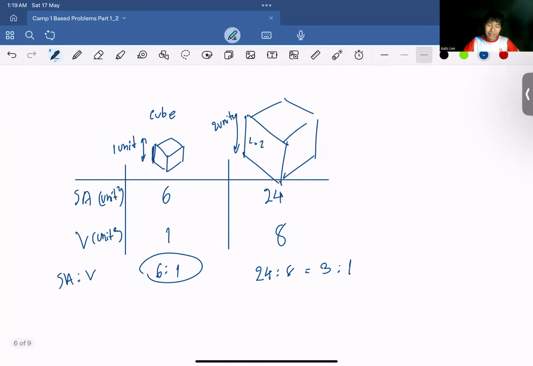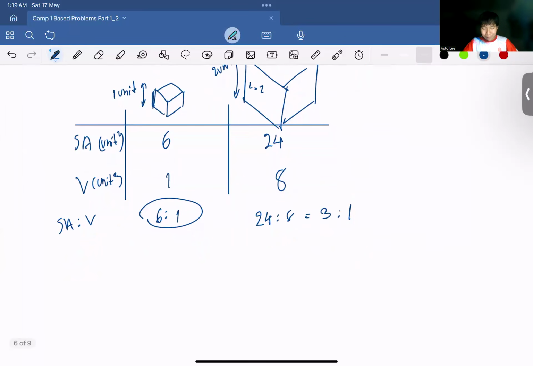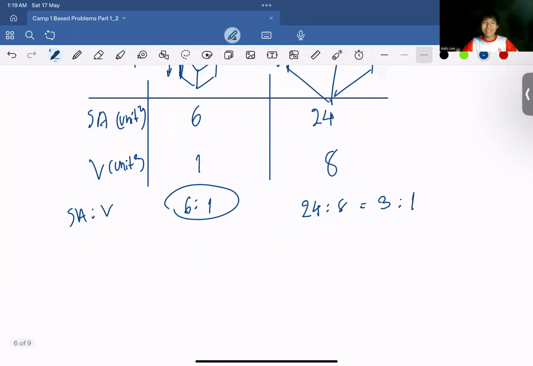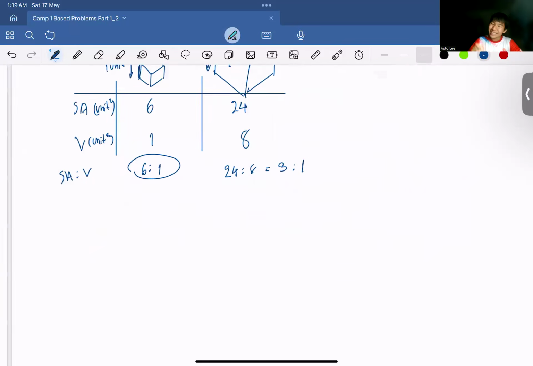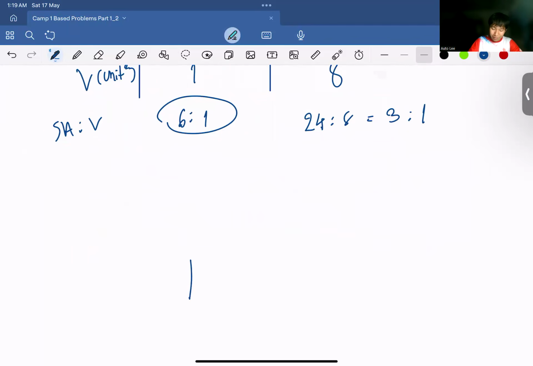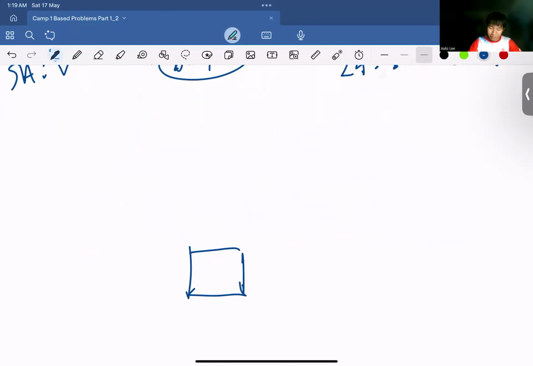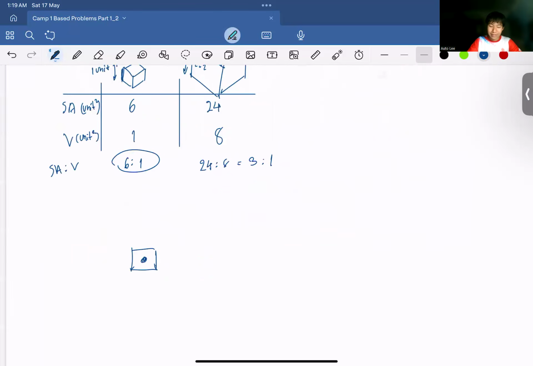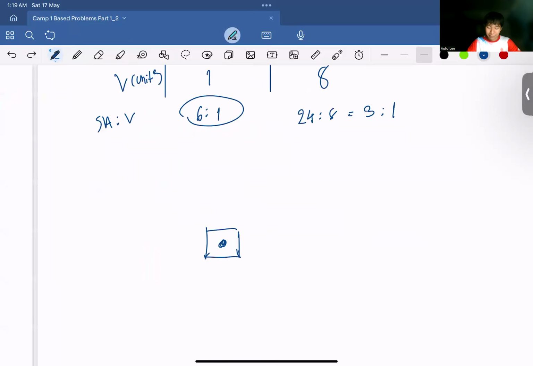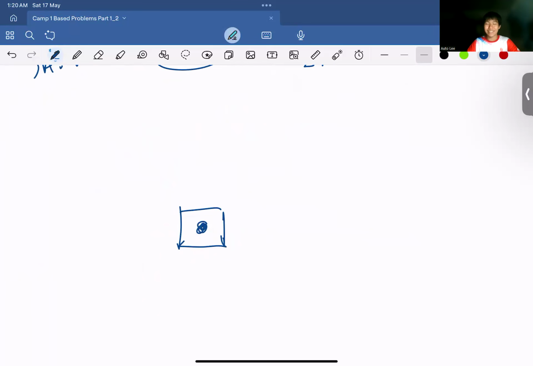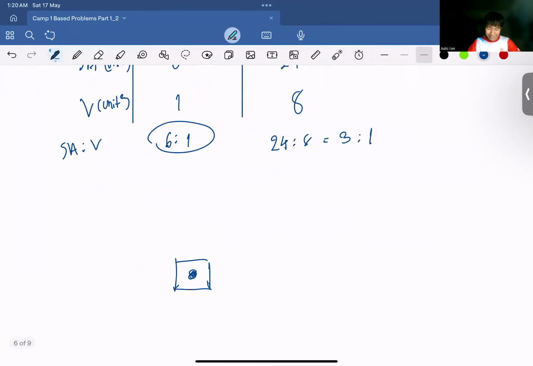Now let's assume a scenario here. It's going to be quite hypothetical, but just bear with me. Imagine we have this same exact cell, the smaller one here. I'm going to draw it in 2D, but it's still 3D. I'm going to put a nucleus here, just for aesthetic purposes.